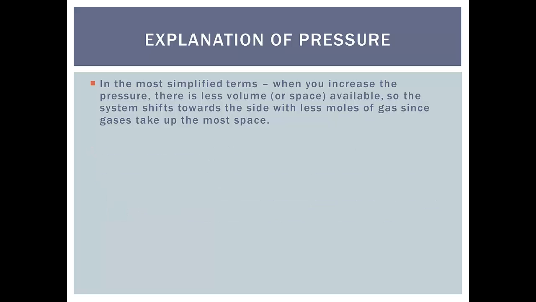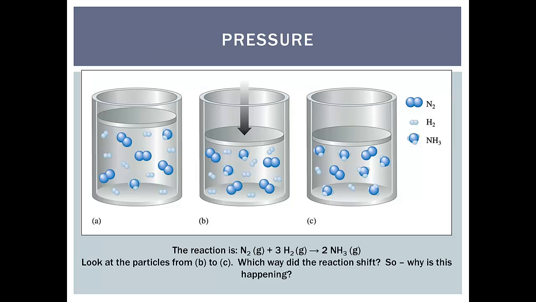So let's take a second and go back. Look at your picture. There are a lot more particles in B, which are going to try to take up more space and apply more pressure than in C. C has a lot fewer particles because when you go forward, you reduce the total number of particles that are created.